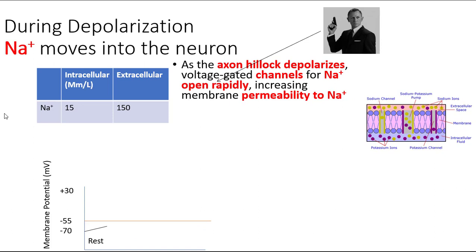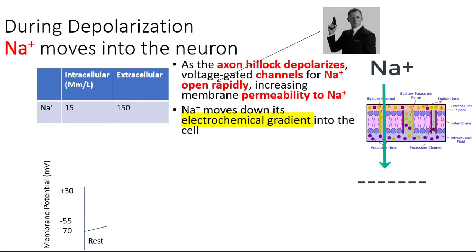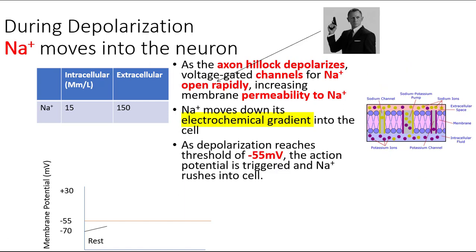During depolarization, sodium moves into the neuron. As the axon hillock depolarizes, voltage-gated channels for sodium open rapidly, increasing membrane permeability to sodium. Sodium moves down its electrochemical gradient into the cell. As depolarization reaches the threshold of negative 55 millivolts, the action potential is triggered and sodium rushes into the cell.